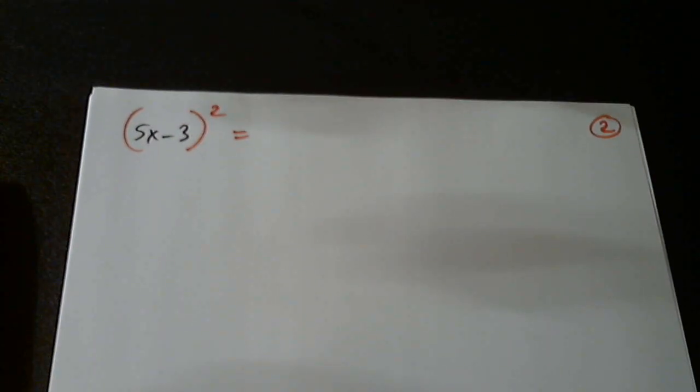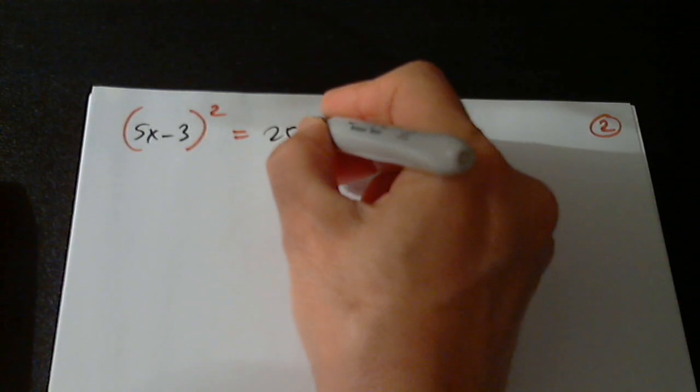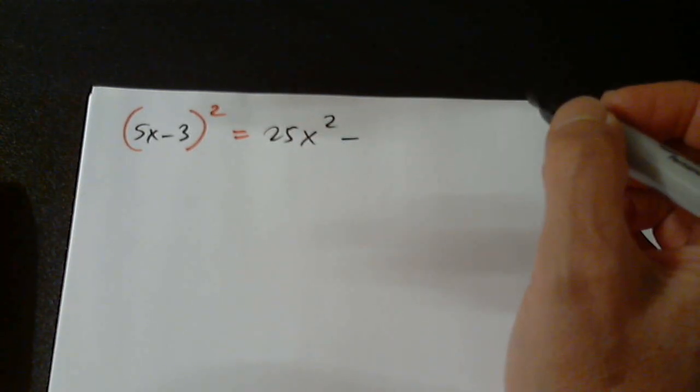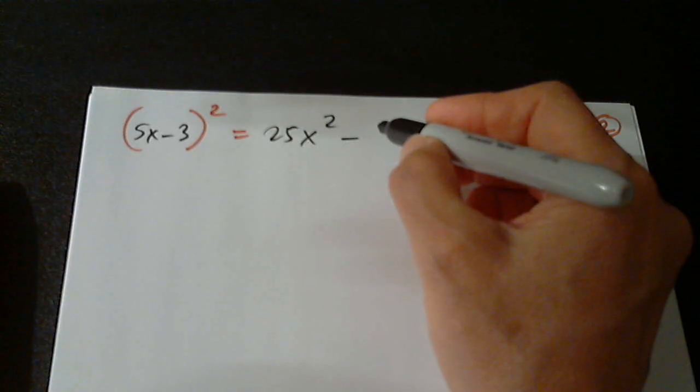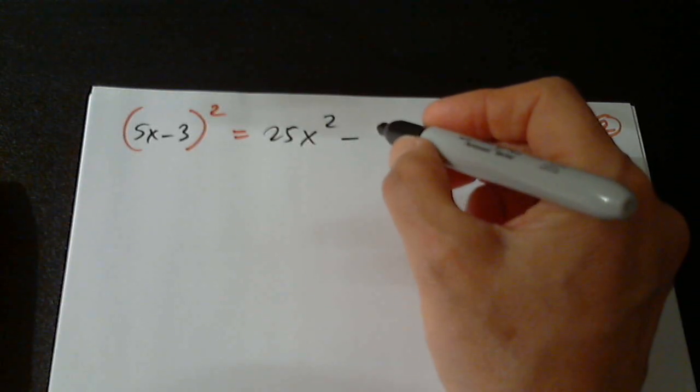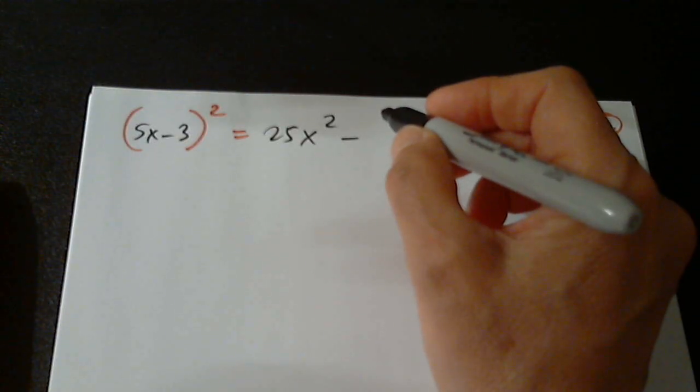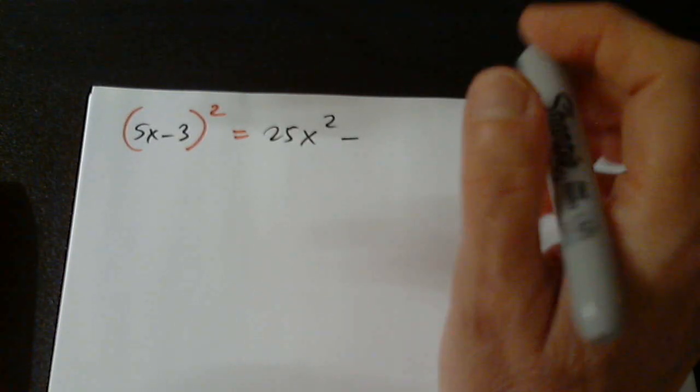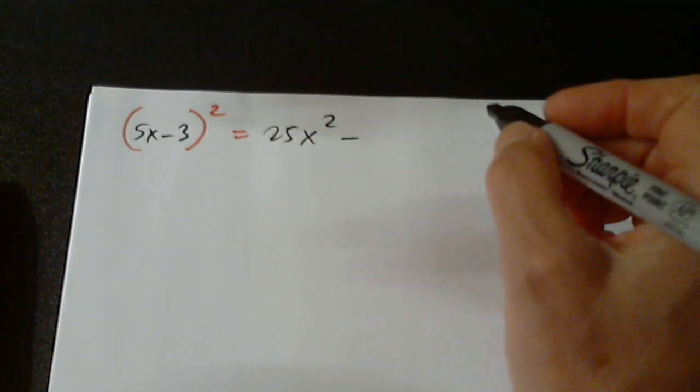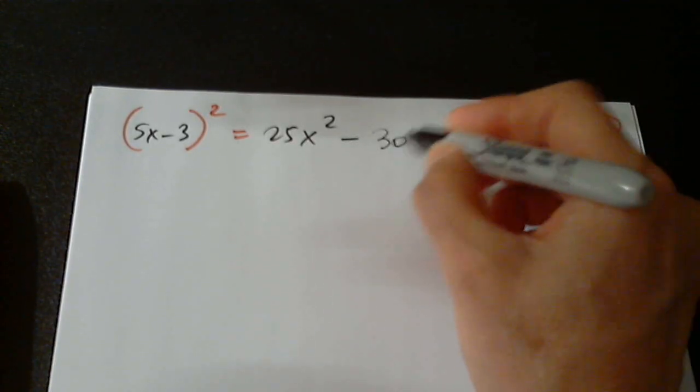Okay, 5x minus 3. Can anyone give us the answer quickly using the pattern? If you're still FOILing, then you need to practice the pattern. It'll be 25x squared minus. So would you still do the first term times the second term? The pattern is the same. First times the second multiplied by 2. So 30x. Very good.